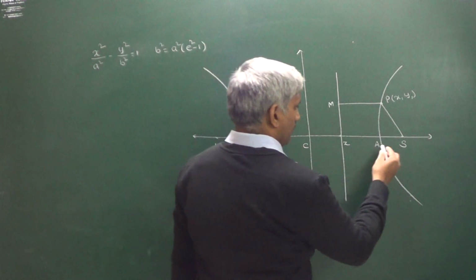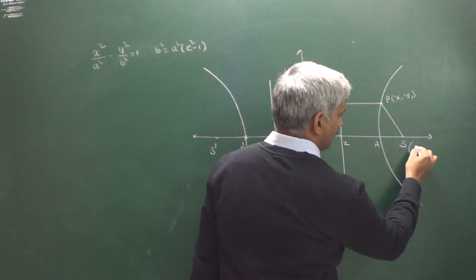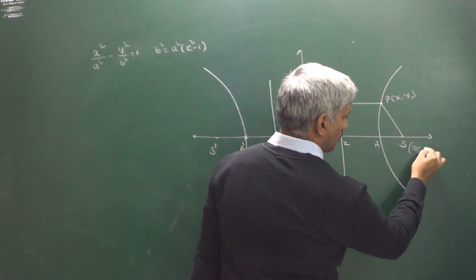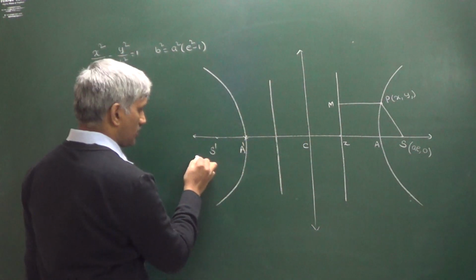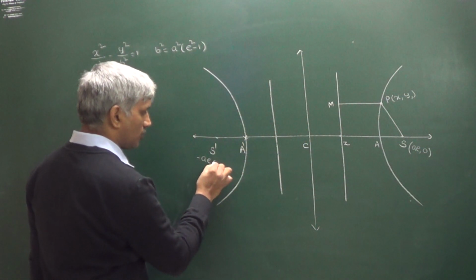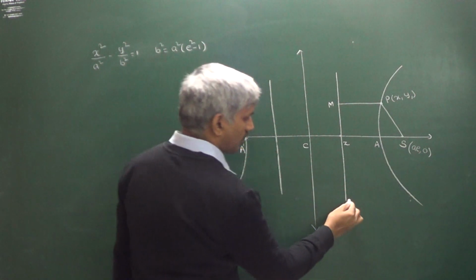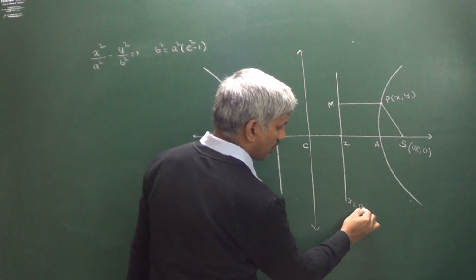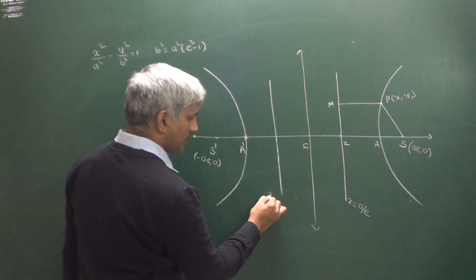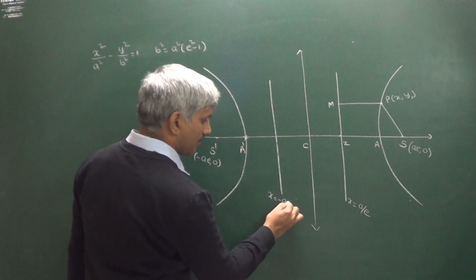Now here, the focus we will get is the same: (ae, 0) is one focus. The other focus is (minus ae, 0). And the equations of directrix are x is equal to a by e, and x is equal to minus a by e.